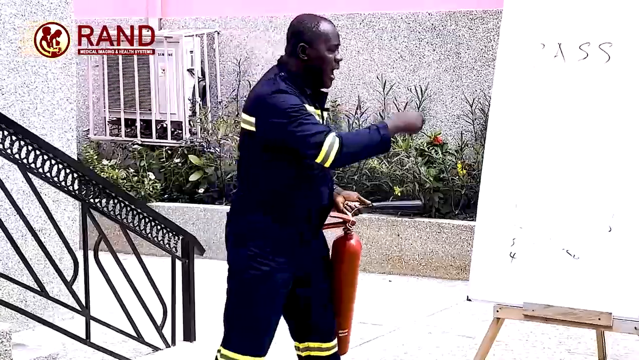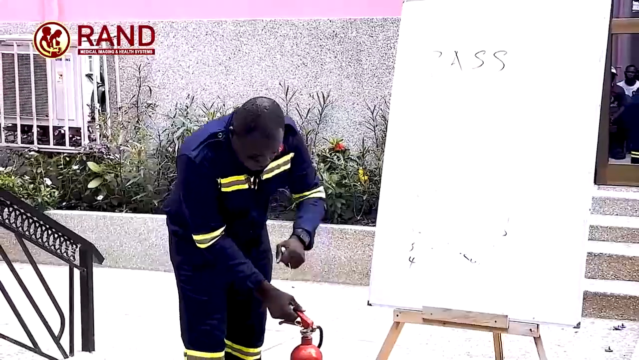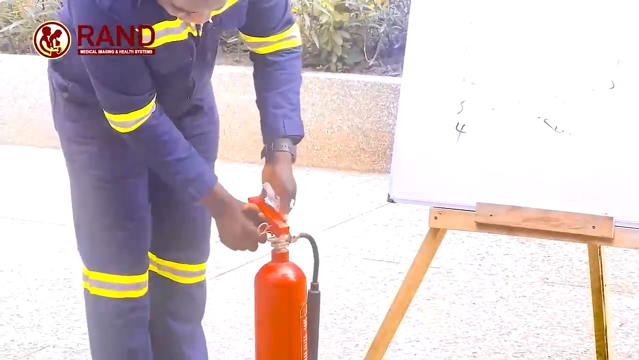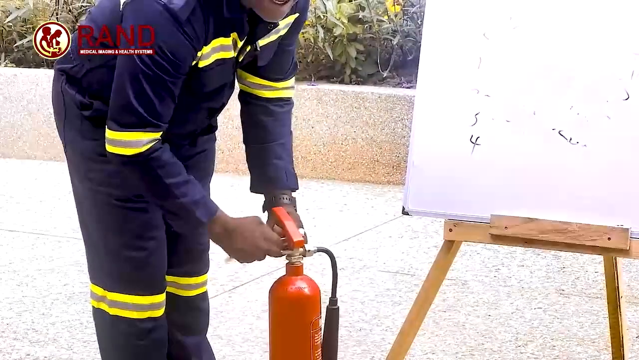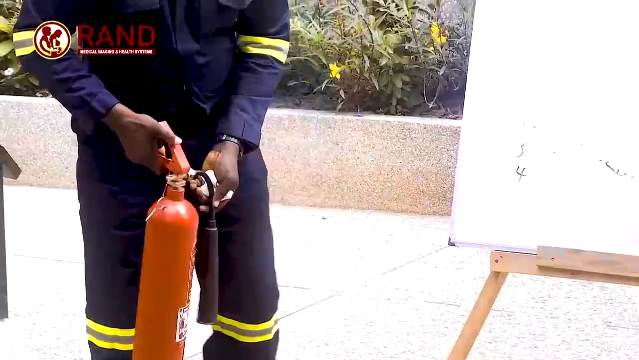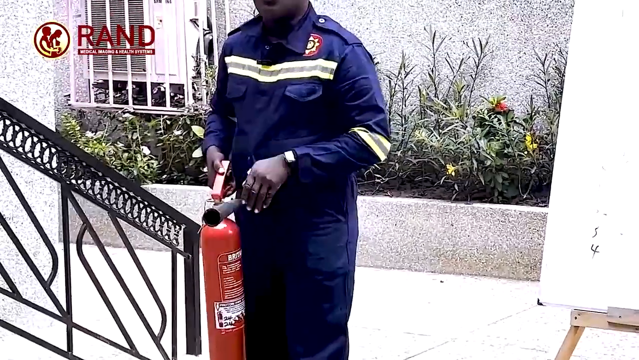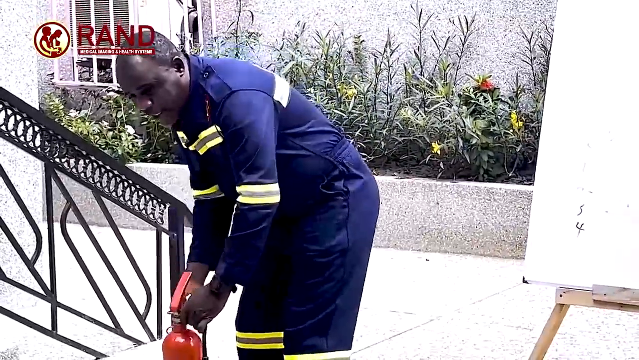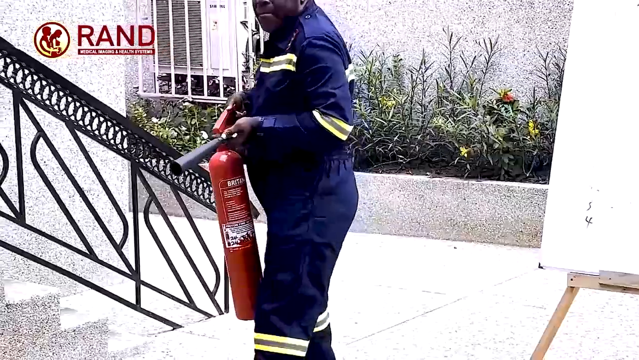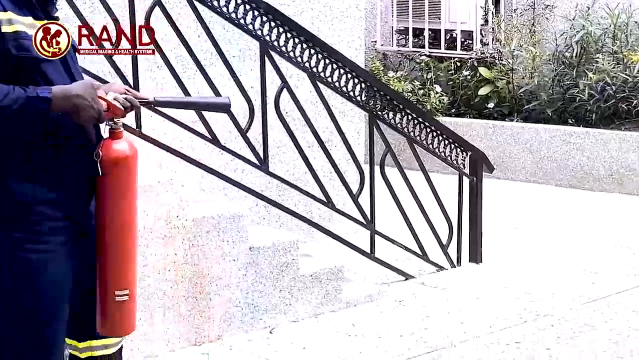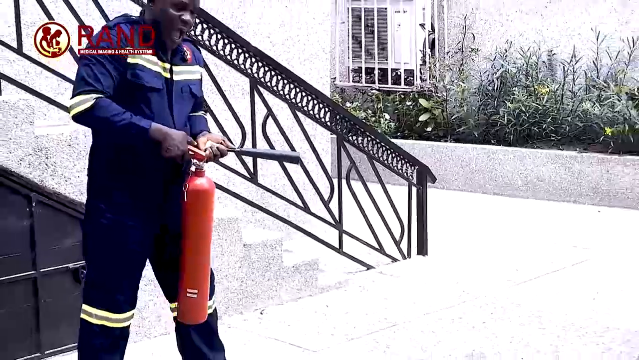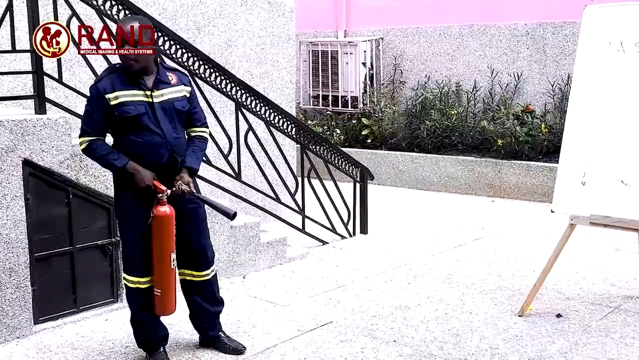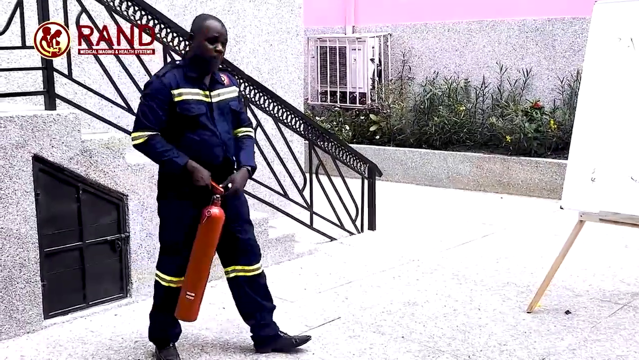So you pull out the safety pin. They don't service it. Okay. You pull out the safety pin, then you aim. This one will give a noise, so don't panic. I pull out the safety pin, then I aim at the seat of the fire. So if the fire is here, then I squeeze, then sweep. Then the fire will go off. So that is how we extinguish fire.